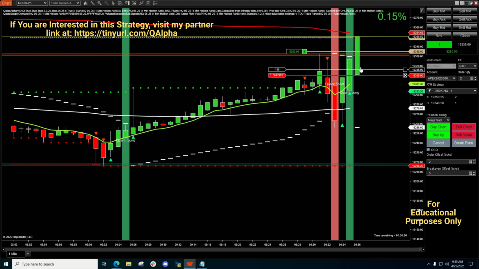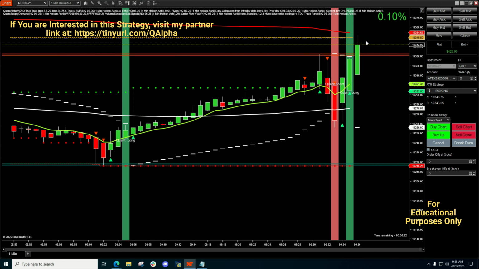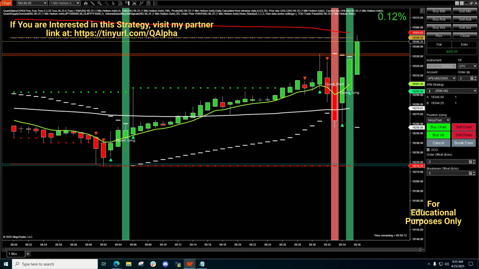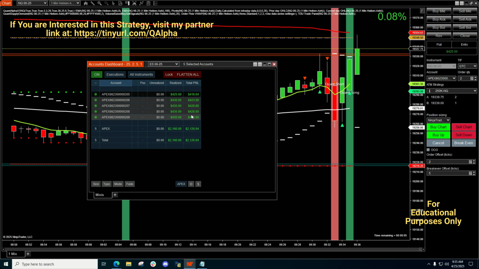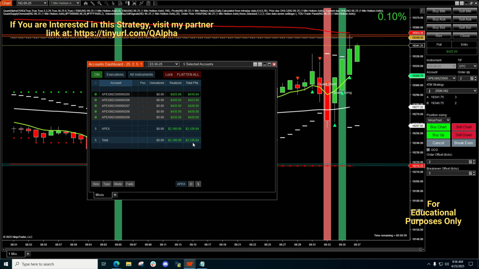Target. Order filled. Okay, so we're done. $424. Copy these across all the accounts for $2,126. So we had our area of resistance here.